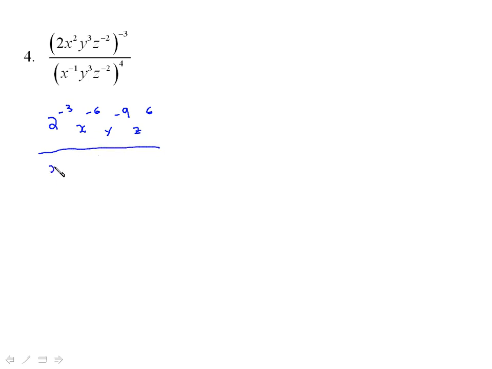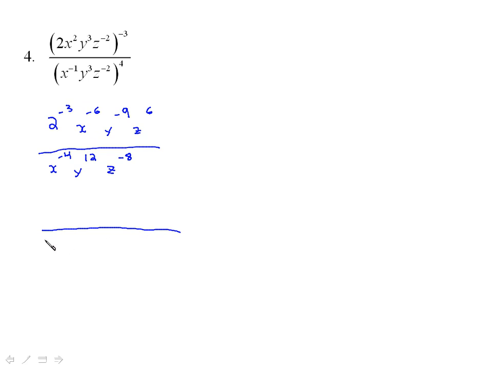And then on the denominator it becomes x to the negative 4, y to the 12, z to the negative 8. And I'm going to insert this step. Now some of you will bypass this because I know what you're thinking. You're thinking, well, we can just use the division rules right now to clean this up, and you can. But I'm going to be a little more conservative about it.